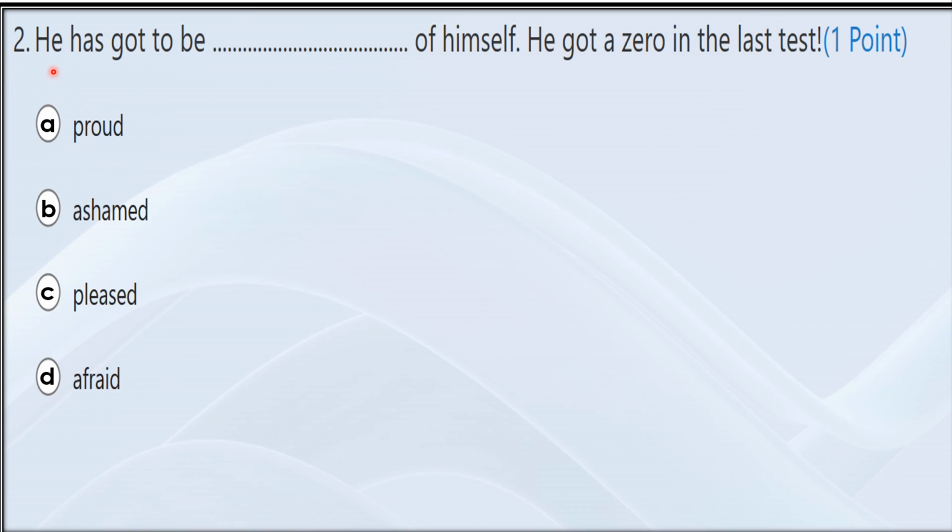Number 2, he has got to be of himself. He has got a 0 on the last test. He has got to be proud of himself, ashamed of himself, pleased of himself, afraid of himself. So choose the right answer. And then let's move to number 3.